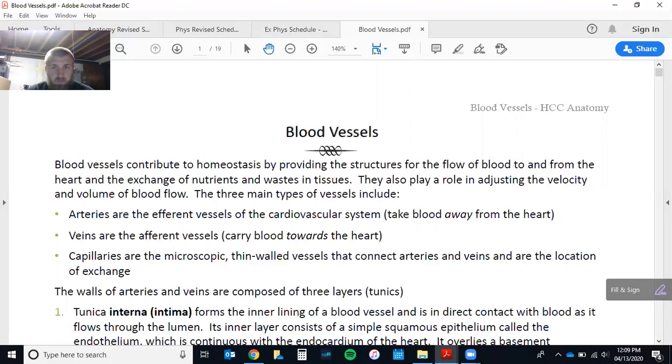As it says there, blood vessels contribute to homeostasis by providing for the flow of blood to and from the heart and exchange of nutrients and waste in tissues. Blood vessels also play a role in adjusting the velocity and the volume of blood flow. Velocity refers to how fast blood flows through structures, something that has a very important role in our body. And volume refers to the amount of blood, which, if you think back to when we talked about blood, we learned that about half of our blood is just strictly water. By changing water balance and water levels in our blood, we can change the amount of blood that we have.